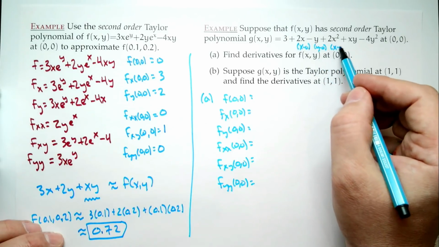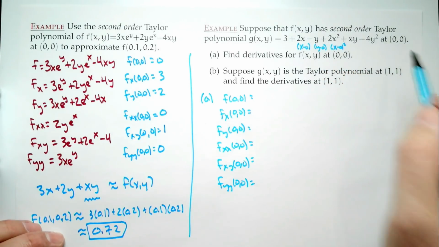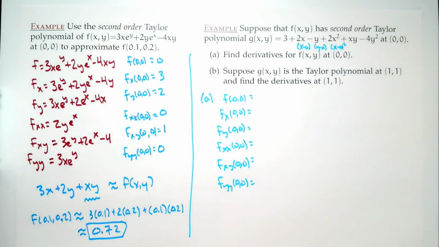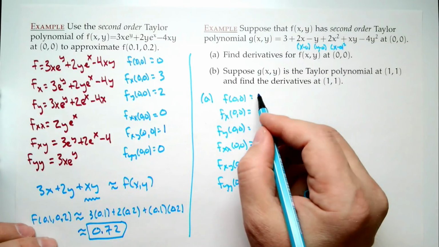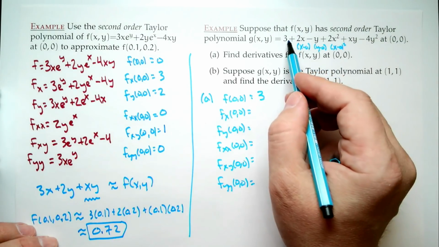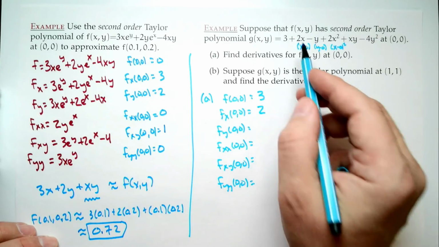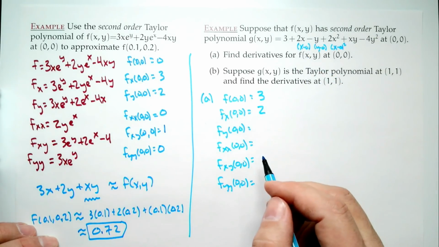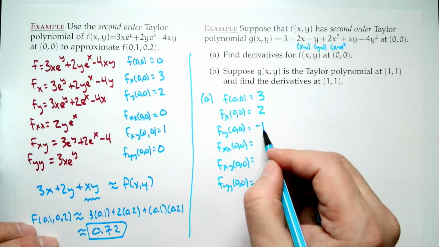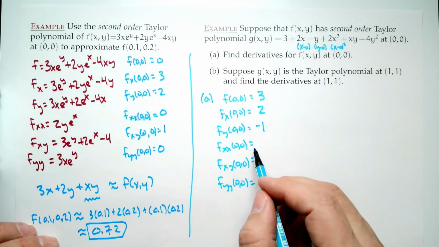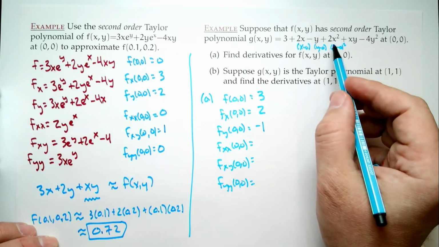X squared is x minus 0 squared, and so forth and so on. So, what is f of 0, 0? It's 3. It's this number. What's f sub x at 0, 0? It's 2. F sub y at 0, 0? Negative 1.